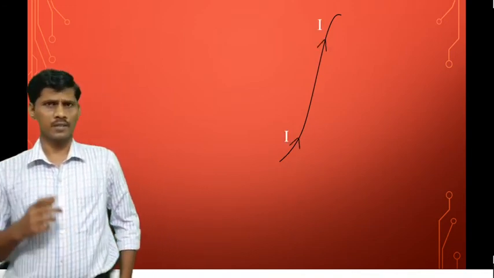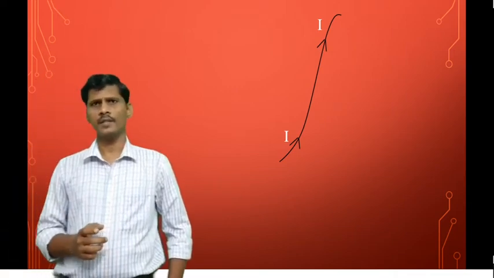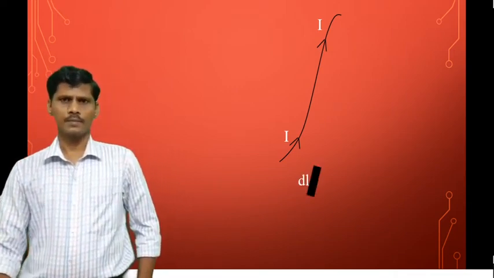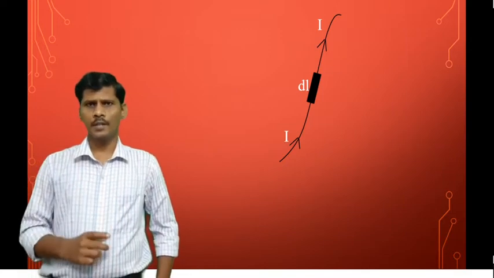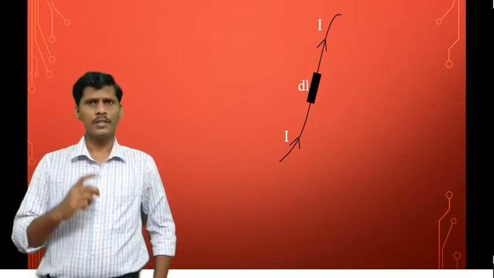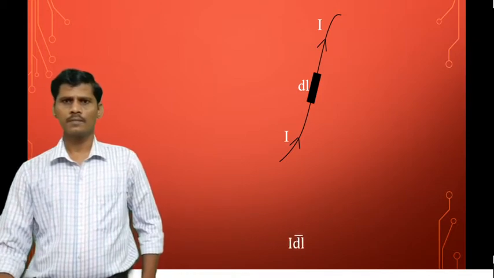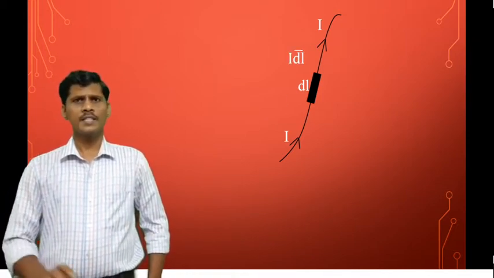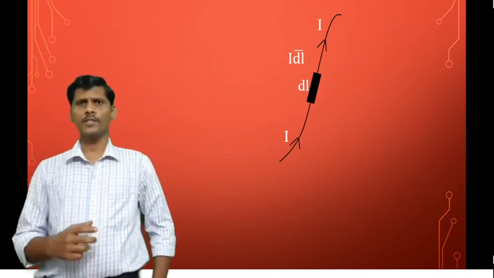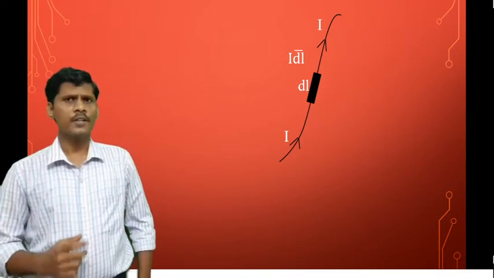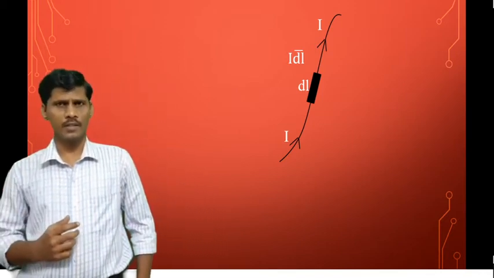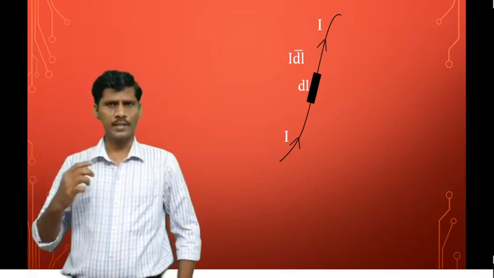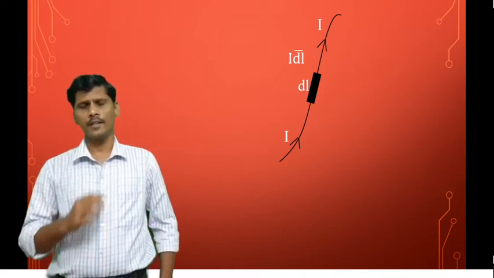Consider a conductor. This conductor carries the direct current I amperes. Consider a small elementary length dl bar on the conductor. I is the current and dl bar is the differential length, and I dl is the differential current element. The product of I into dl is the differential current element.